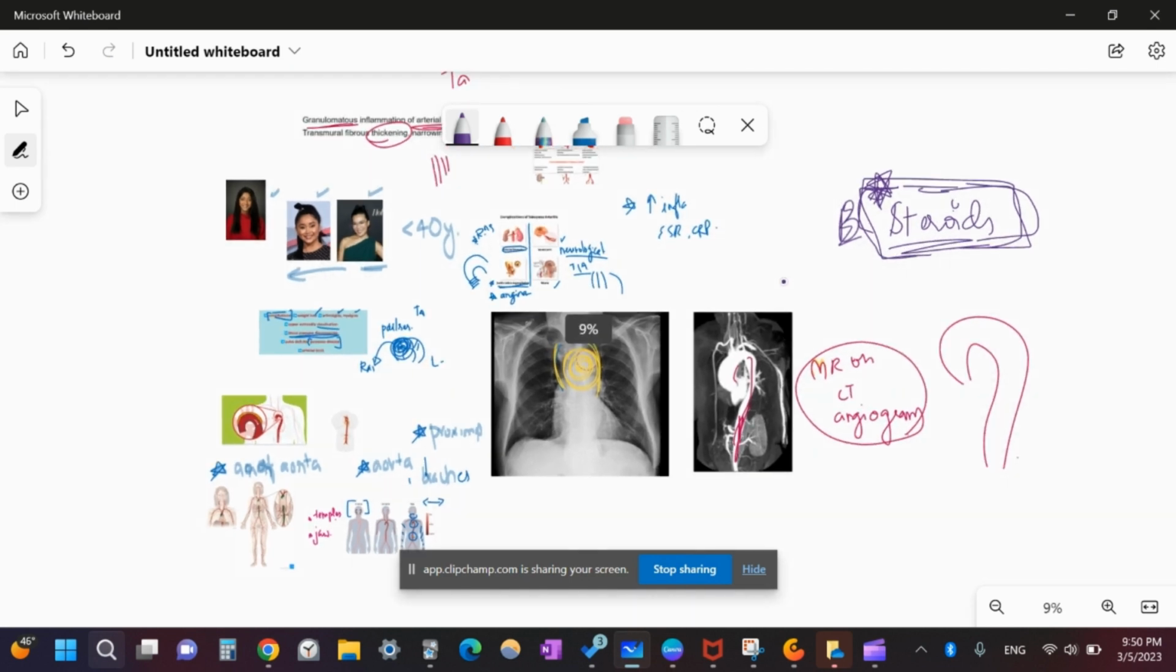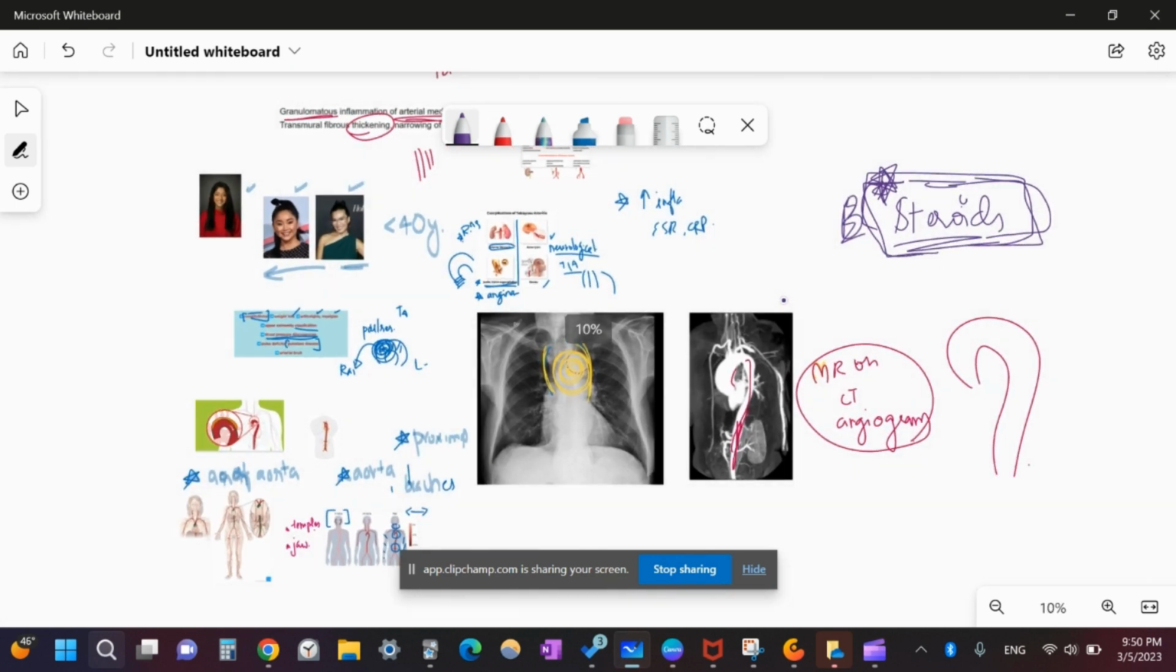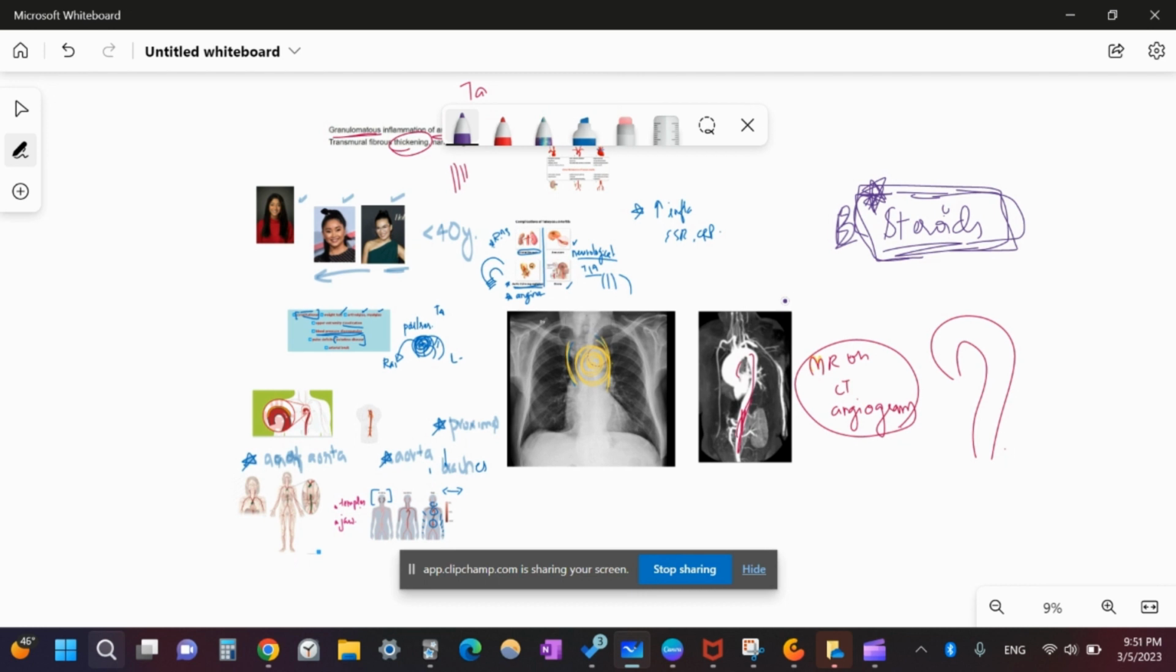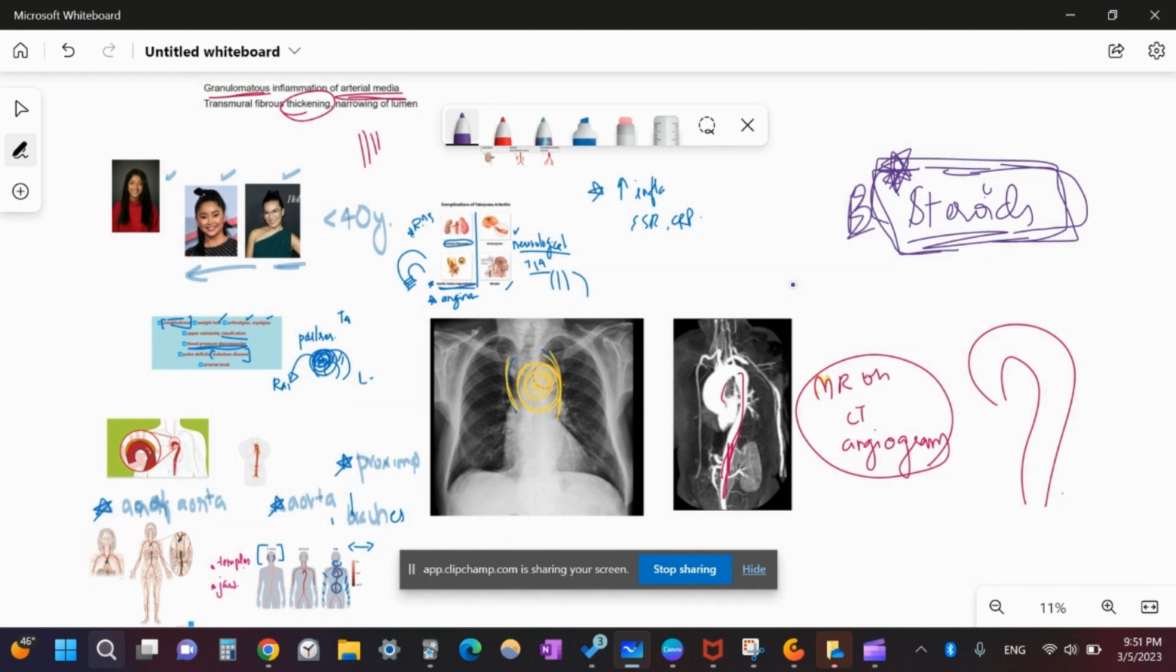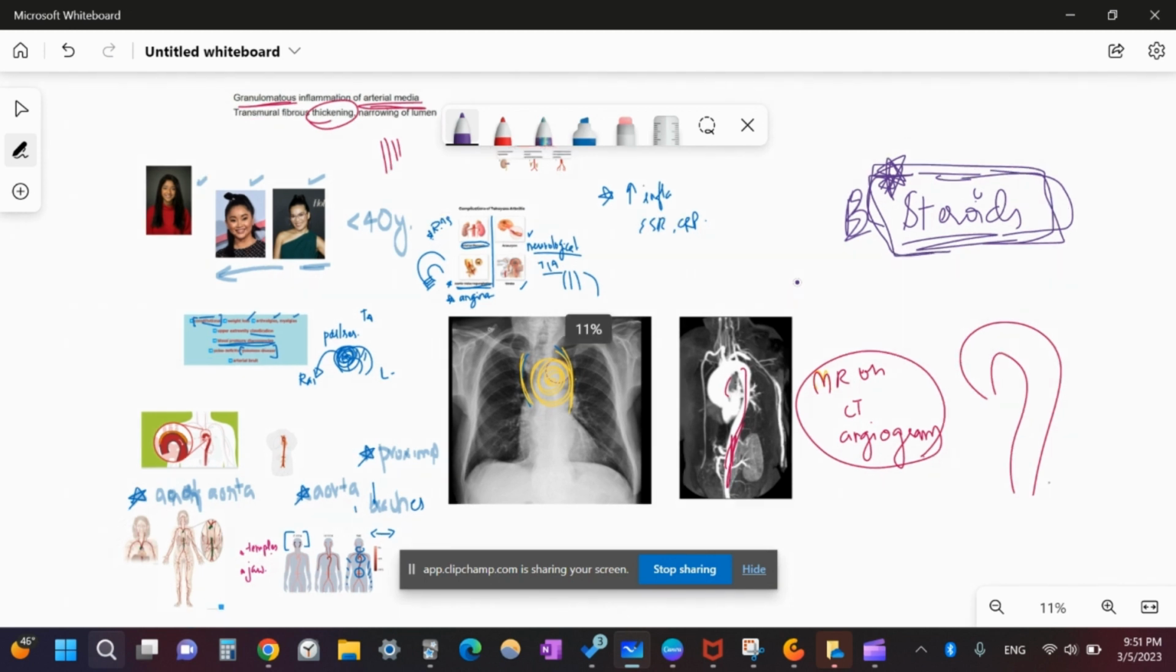All right, so that's Takayasu. I know I got a little confused at first because it has a pretty wide range of presentation. So it might be a hard diagnosis to pin down. So you want to think about all the possibilities.